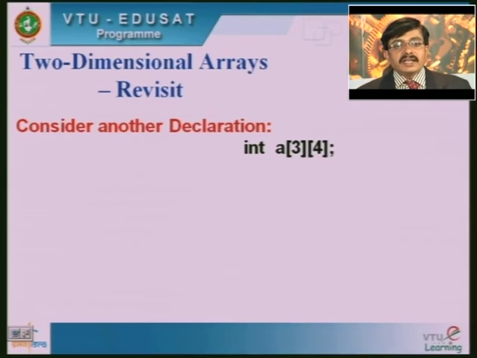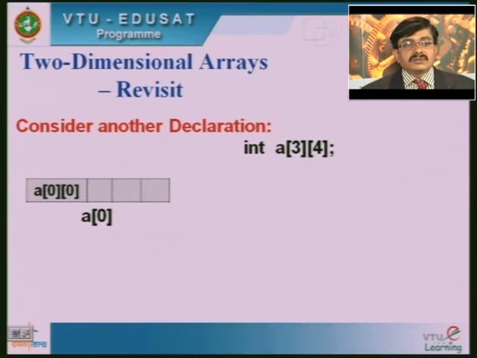So here we have 3 rows and 4 columns. Here a of 0, 0 is the first element of the 0th row, followed by a of 0, 1, a of 0, 2, and a of 0, 3, the 4 elements of the 0th row. So the number of rows is 3 here, whereas the number of columns is 4.